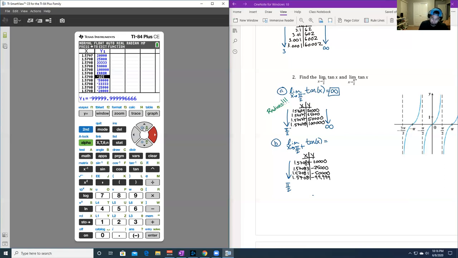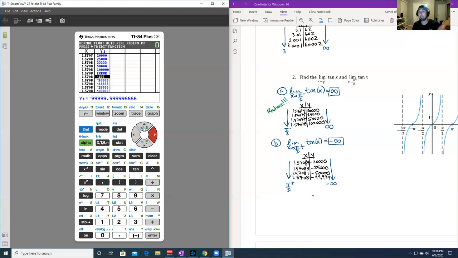from the right, you see that my Y values are getting increasingly smaller towards negative infinity. Okay. And again, once again, you can prove it by the graph. As we approach pi over 2 from the right, you see that my graph is headed towards negative infinity. Okay. Which means that I can write the answer in negative infinity.